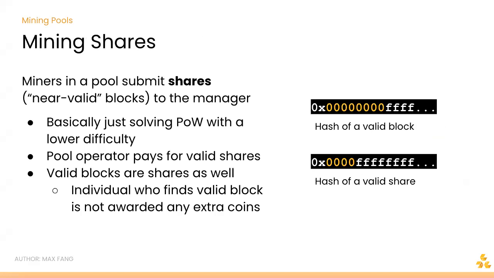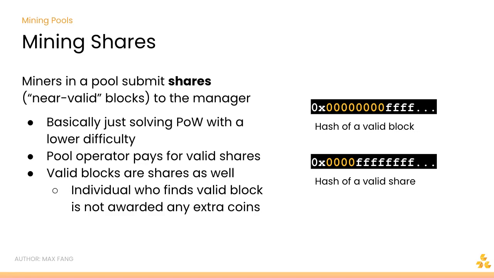So we're going to talk about mining shares first. Miners in a pool can submit shares, which are not valid blocks, but they're valid shares. On the right side, this is a hash of a valid block where you show a specific number of zeros preceding the value. This shows proof of work. A valid share is basically the exact same thing, but with fewer zeros. So it's a lot easier to produce a valid share than a valid block, basically solving proof of work with a lower difficulty.